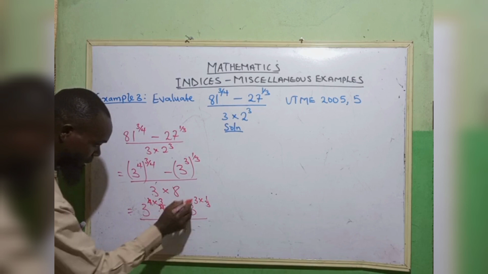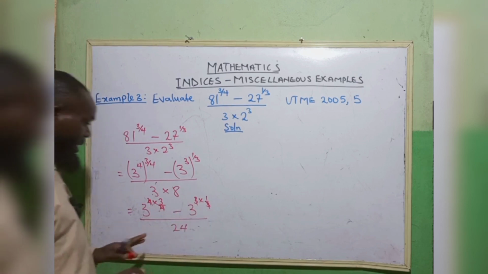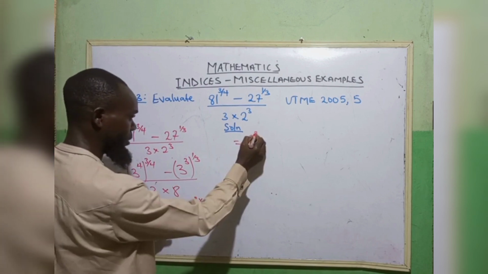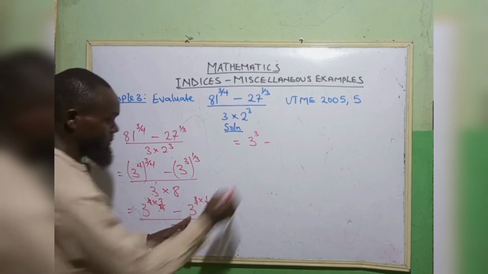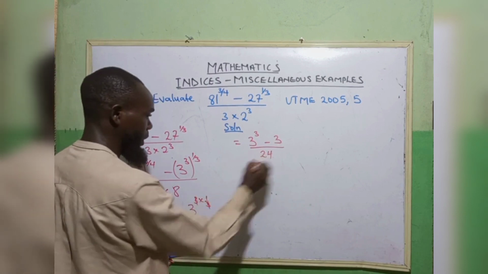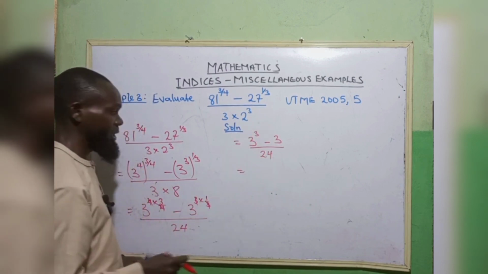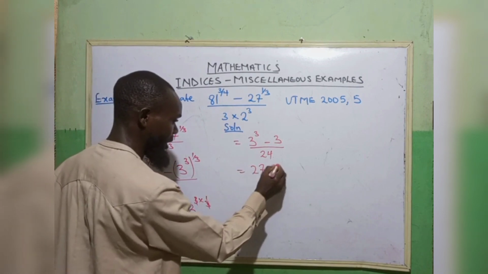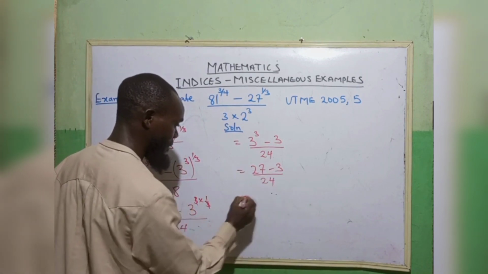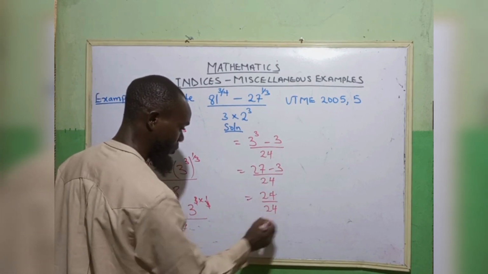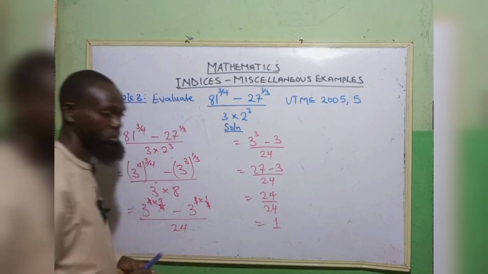4 goes in 4, 3 goes in 3. And from here I have 3 raised to power 3 minus 3 divided by 24. So 3 in 3 places, that gives us 3 times 3 is 9, 9 times 3 is 27, minus 3 divided by 24. 27 minus 3, we have 24 over 24, which gives us 1.